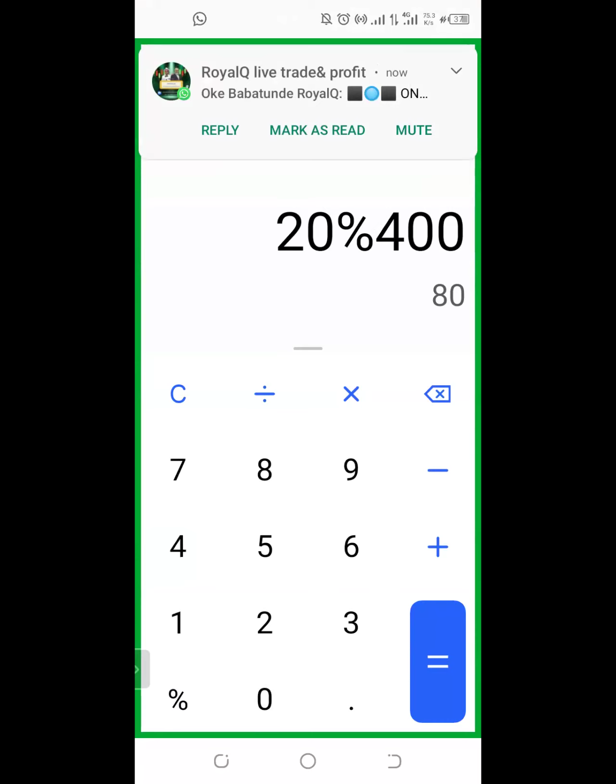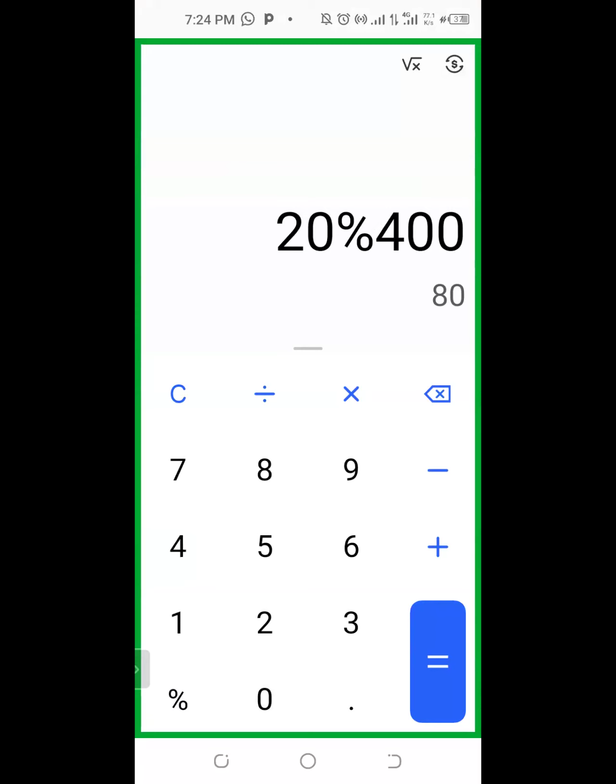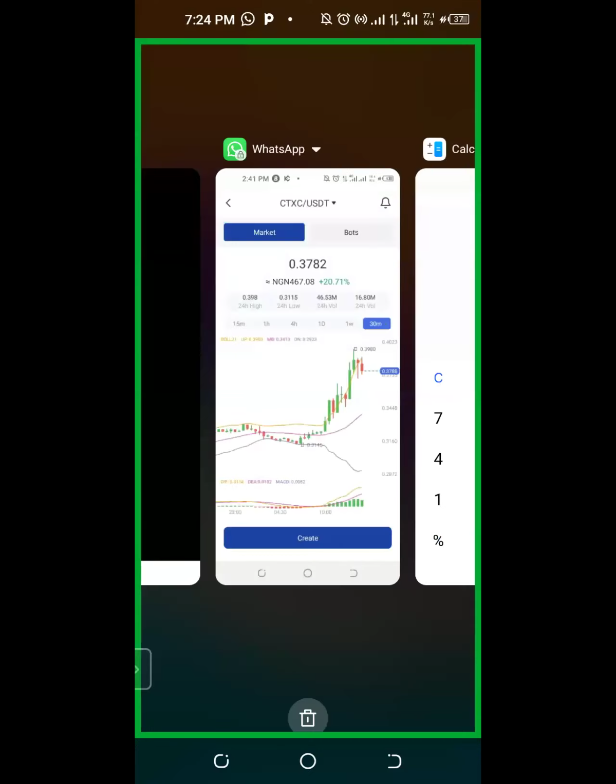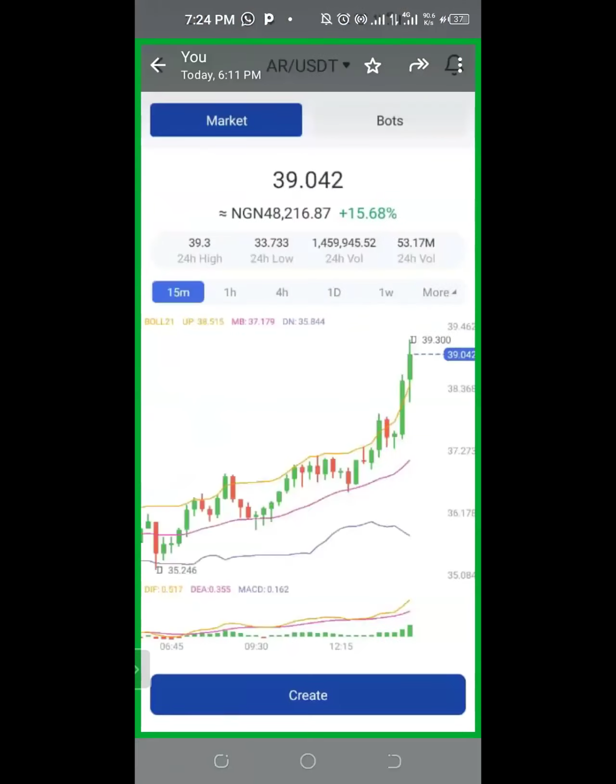It's only if you can acquire the skill of analyzing charts using the indicator that will help you do that. Let me look at another chart. You can see this chart is on a 15 minutes candle. Each candle we are seeing here is 15 minutes. And you see that all the candles were moving in an upward trend from the lower band of the Bollinger Band to the uppermost part of the Bollinger Band.